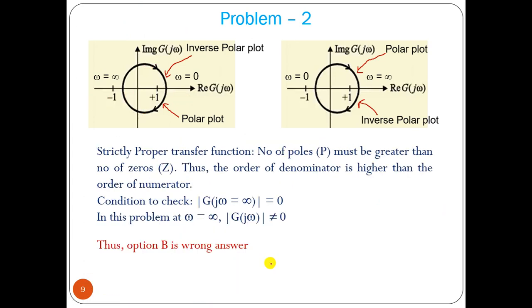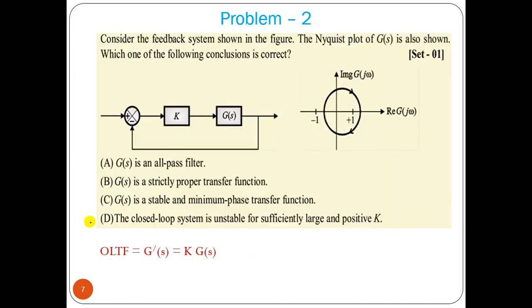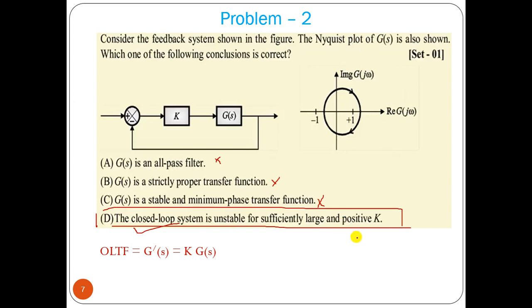But here the problem, in this problem what is given, D option, all these three wrong answer. So, this should be the right answer, but what we are saying here is that closed loop system is unstable for sufficiently large, positive value of k.